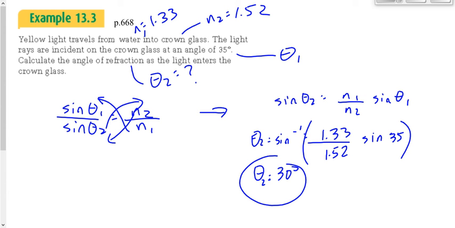Should we expect an angle that's smaller? The index of refraction went up. Theta will go down. So is it right? I don't know, but we know that it's in the right range. We know that it's a smaller value.